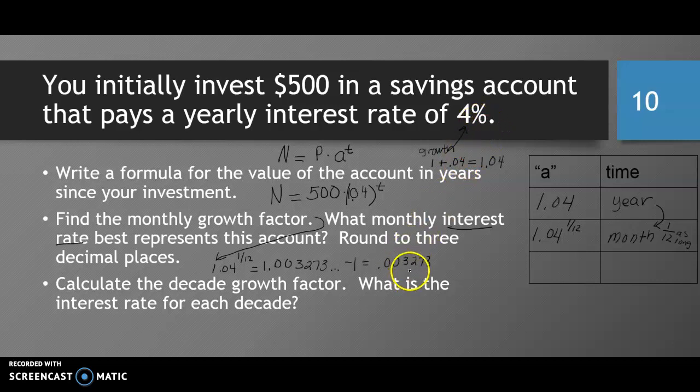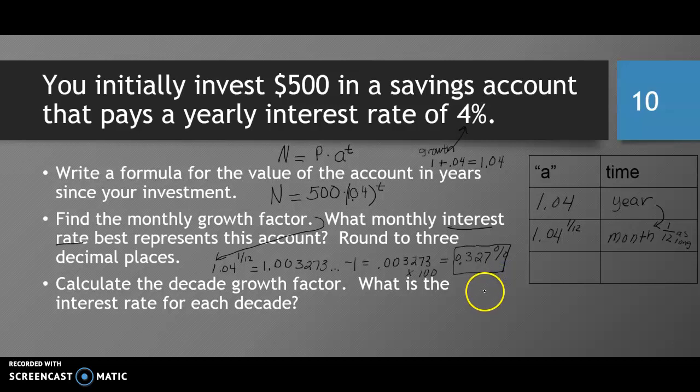Now I have to take that decimal, because you see right here we had a decimal, and convert it back to a percent. So I do that by multiplying by 100, and that would give me 0.327. And here is where I round to 3 decimal places like it asked me, and that value is a percent.